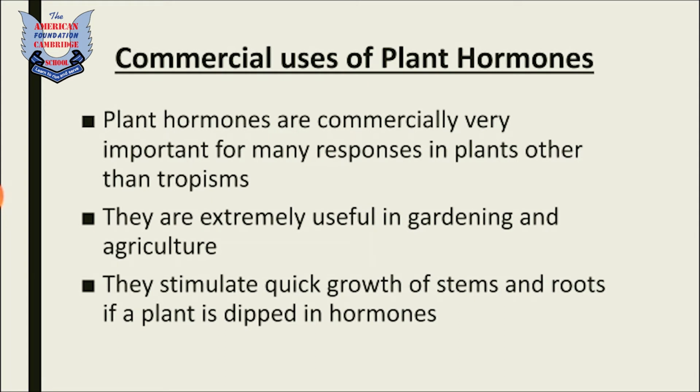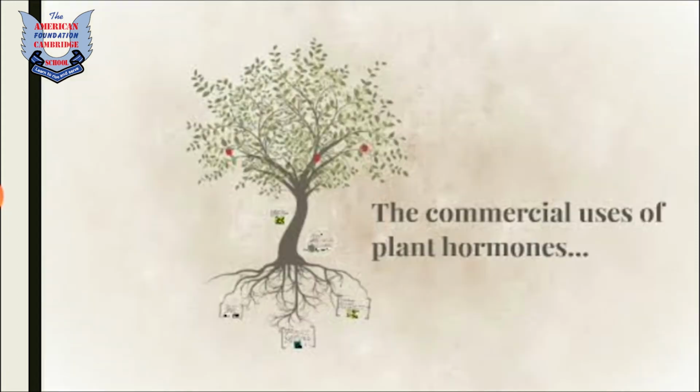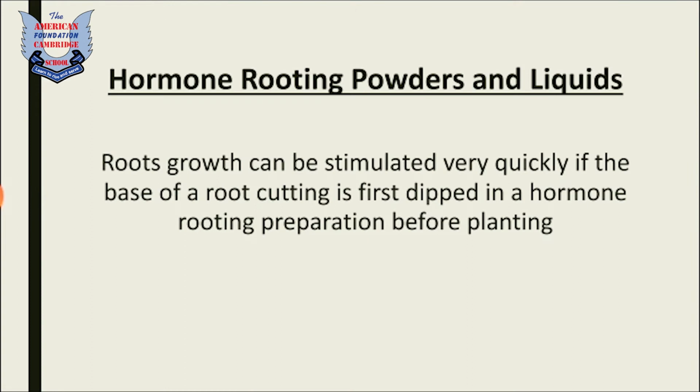Plant hormones are commercially very important for many responses in plants other than tropisms. So these are not just important for tropisms like phototropism and geotropism, but they are also important for different commercial purposes and their utilization. They are extremely useful in gardening and agriculture. They stimulate quick growth of stems and roots if a plant is dipped in hormones. It means that if we want to increase the yield of plants, we can use plant hormones to increase their growth. Now we are going to discuss individual commercial uses one by one.